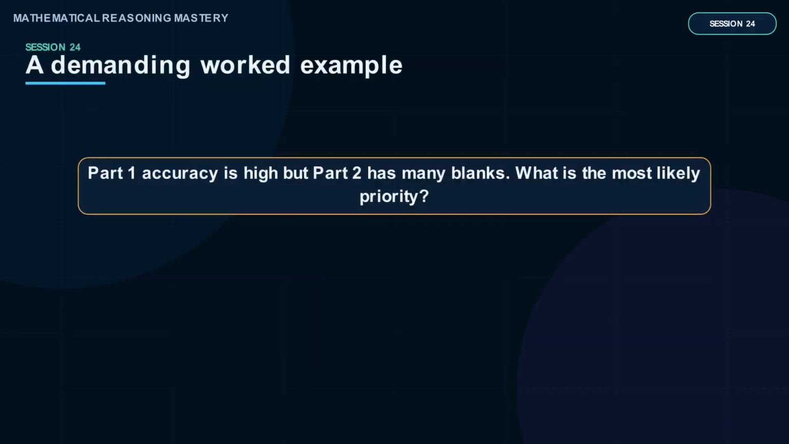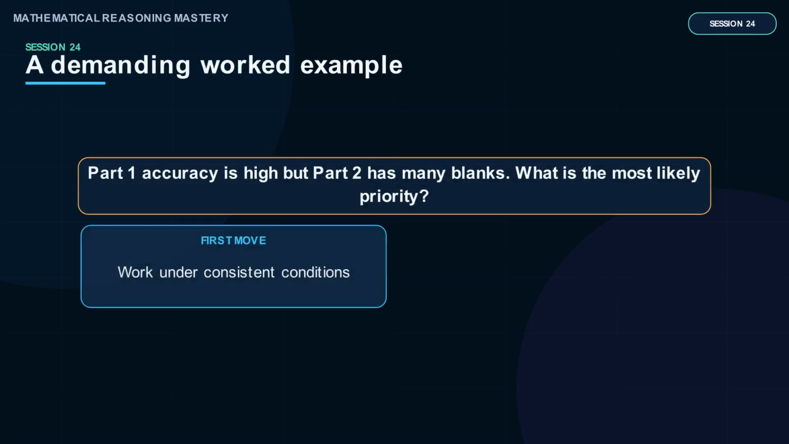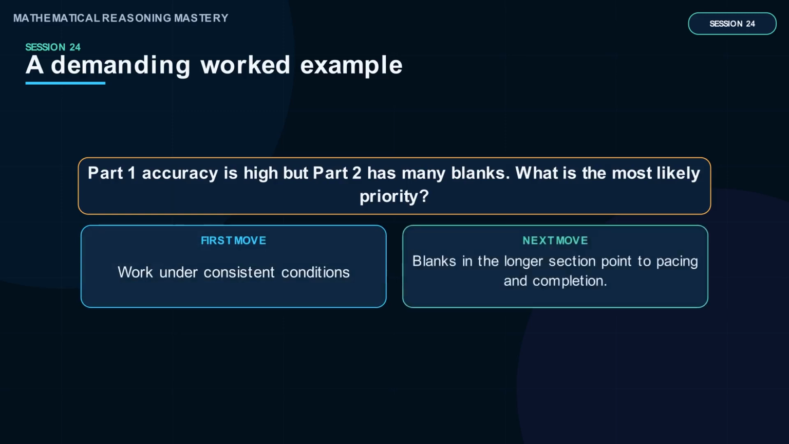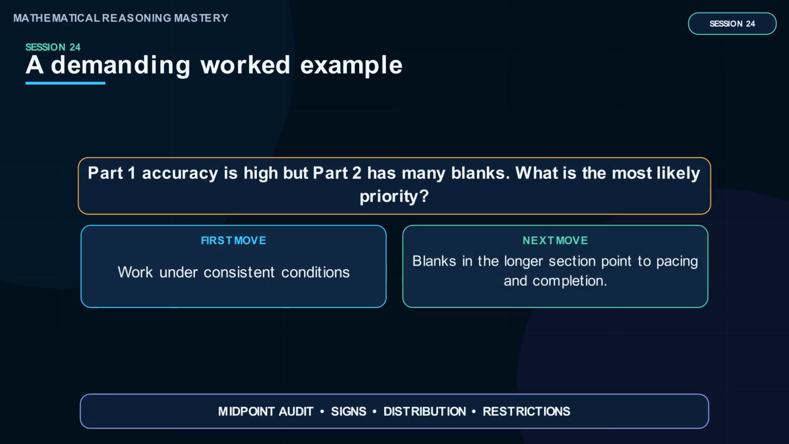Here's a challenge. Part 1 accuracy is high, but Part 2 has many blanks. What is the most likely priority? Restate what is requested before touching the choices. The first move is, work under consistent conditions. Apply it directly to the quantities and conditions in this problem. Now use the core reasoning. Blanks in the longer section point to pacing and completion. Keep each equality, comparison, or unit conversion visible. Pause for a midpoint audit. Check copied values, signs, units, restrictions, and whether the current result is the requested quantity or only an intermediate value.